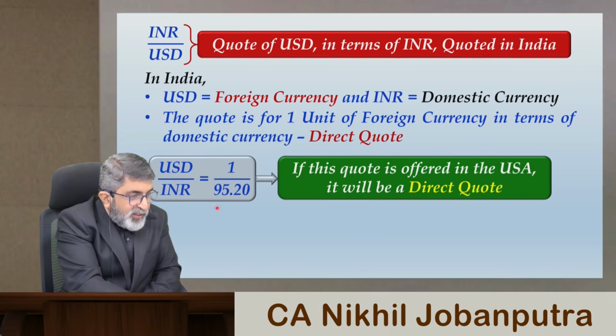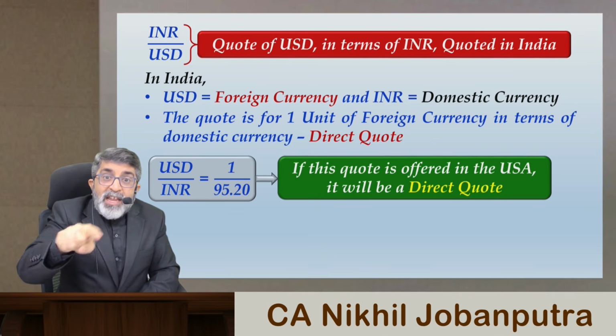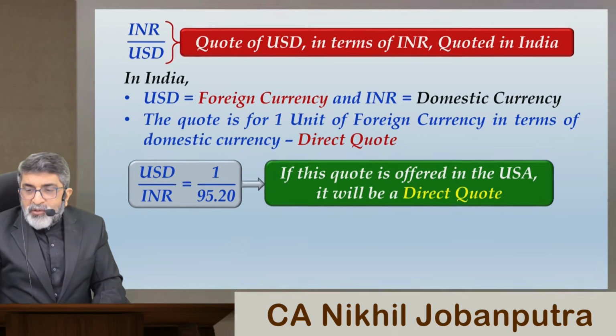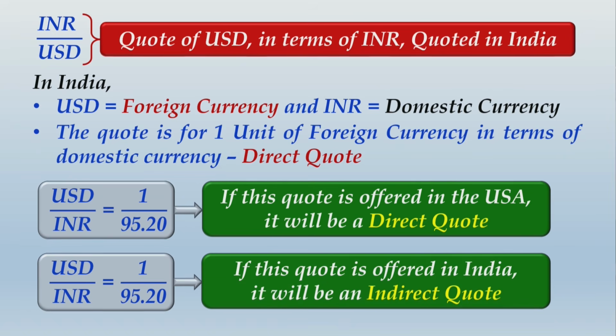However, if this same quote is given in India, then it will be called an indirect quote. Let me just show you this. So same quote, USD per INR, it is 1 divided by 95.20. If this quote is offered in India, it will be an indirect quote. So you can take note of this and then we move ahead.